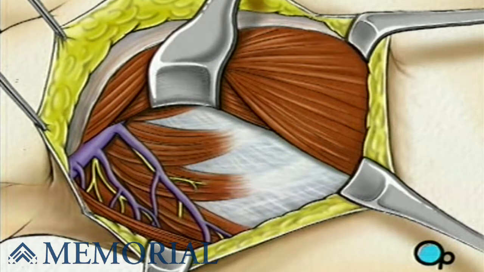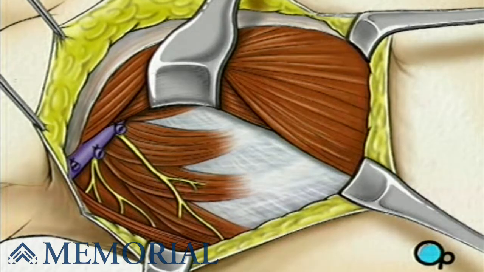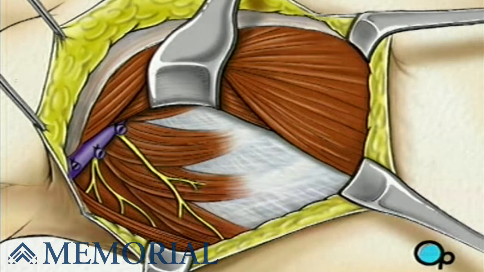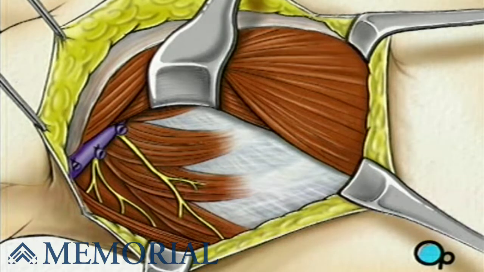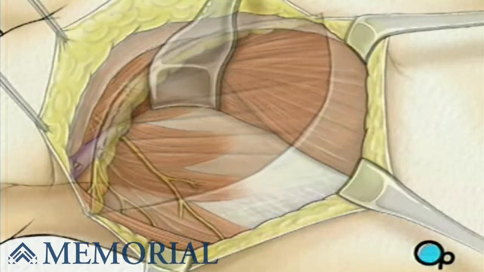Blood vessels will be tied off, and your doctor will thoroughly examine the surrounding tissues for any other signs of disease. When the surgical team is satisfied that they have done all that they can do to remove the cancer, they will release the muscles and other tissue.